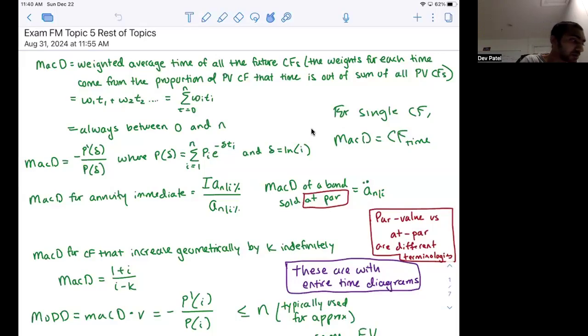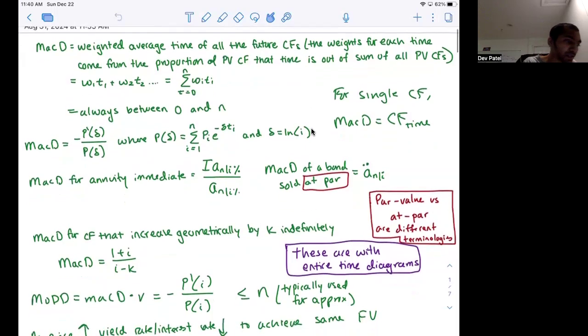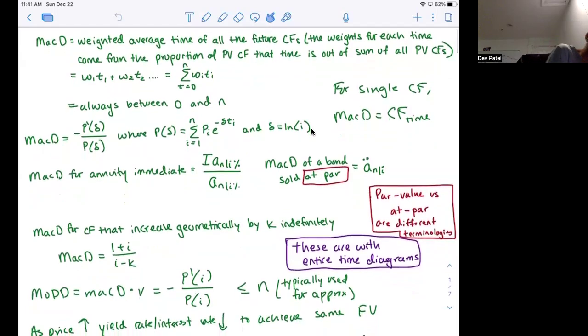So let's go over a couple exam FM concepts. First is MACD. MACD refers to the weighted average time of all the future cash flows. It is always going to be between 0 and n. The weights are the proportion of the present value of the cash flow out of the sum of all of the total present value.